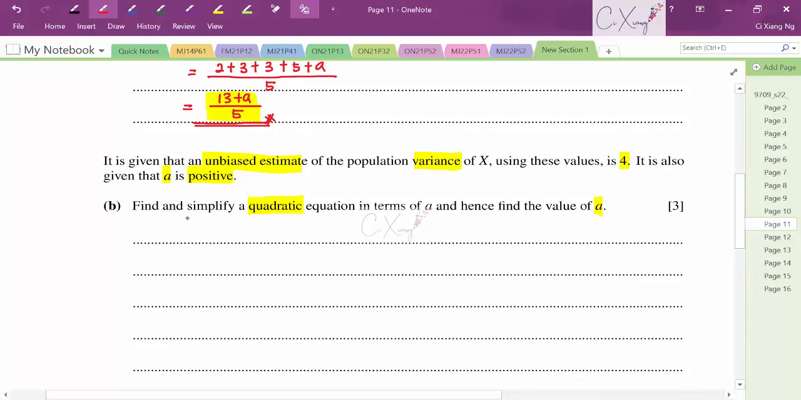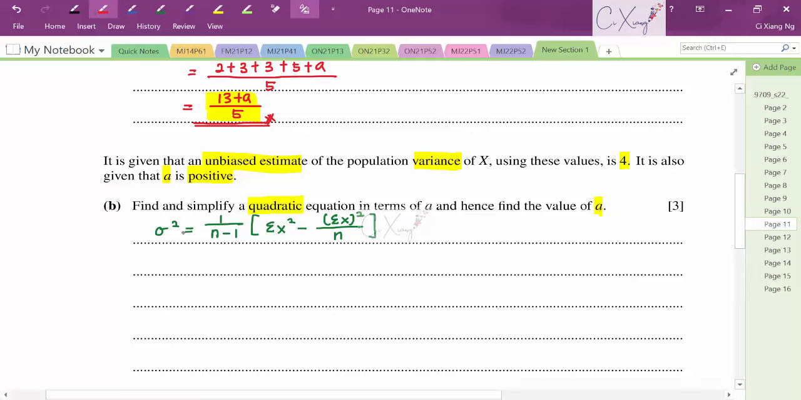Okay, so to recall, what is the formula for unbiased estimate of variance? The unbiased estimate of variance formula will be 1 over n minus 1, and then the summation of x squared minus the summation of x, whole thing squared, divided by n. So this is the correct formula for the unbiased estimate for the population variance.